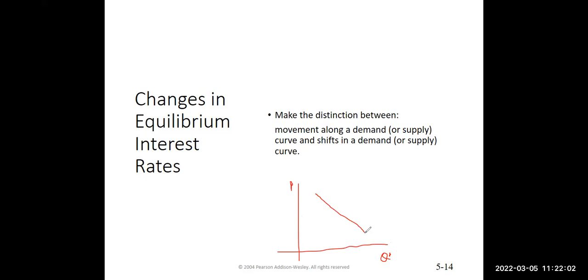This is a simple normal downward sloping demand curve. And you will have the movement along the curve, for example, when you move from point A to point B. When would you do that? When would this happen? When will you move from point A to point B?